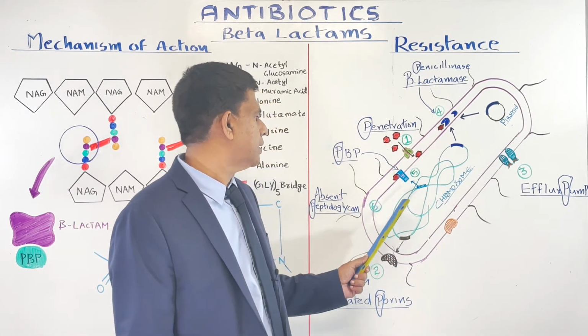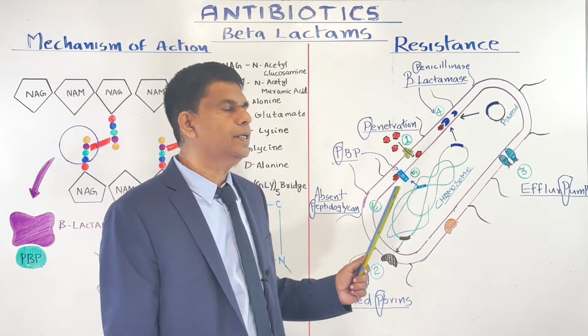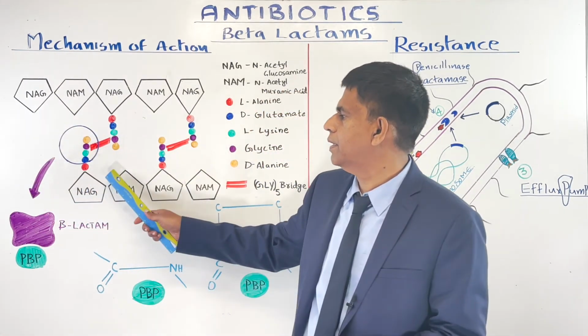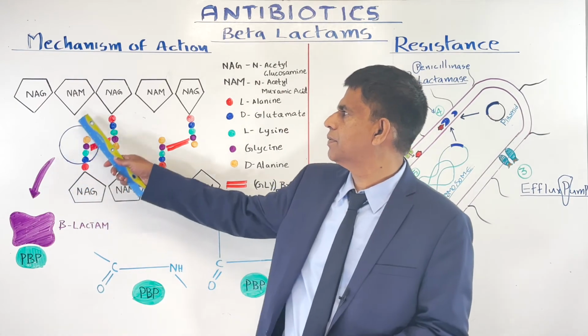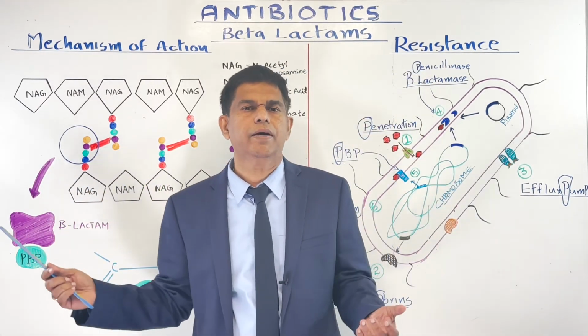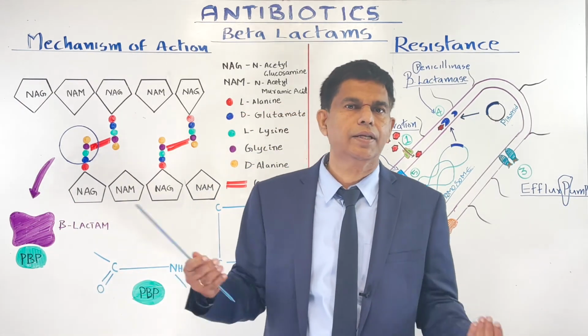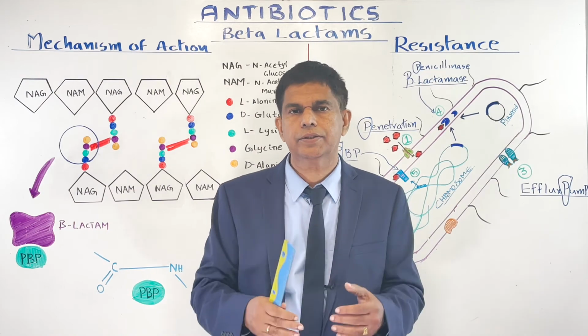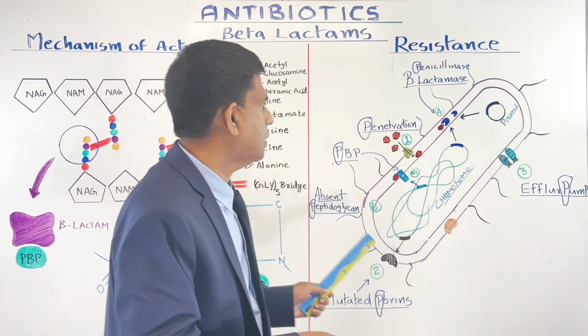Number six is the absent peptidoglycan. Remember, we have this peptidoglycan, the role of penicillin-binding protein. If there is no peptidoglycan in the cell wall, resistance develops and the antibiotic will not work. It's very, very important to understand the structure.